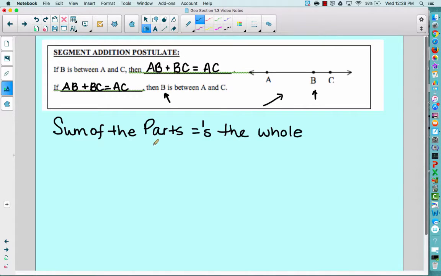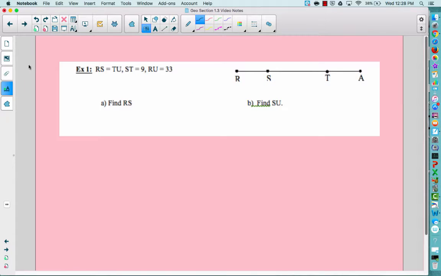All right, so now let's put this together, okay? Here I give you an example, and it says that RS equals TU. That means that they have the same length. Equal means the same, so their distances are the same. When we want to indicate things in a diagram in geometry that are equal, we use something called a hash mark.